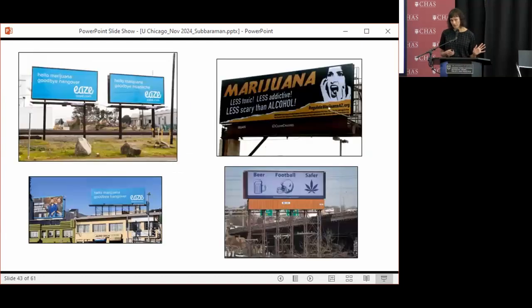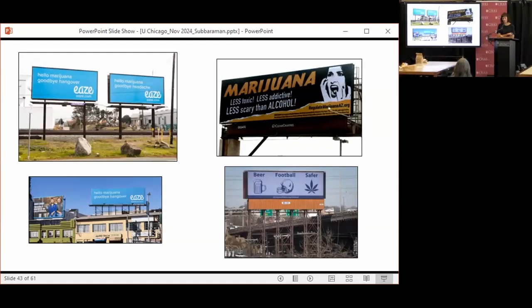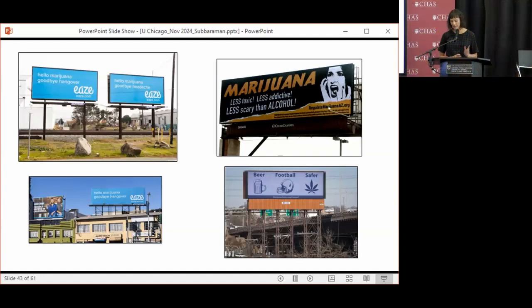So there's the scientific research and there's the messaging that folks have gotten. I think these companies have taken our research and run with it. These are billboards mostly from California. This one in the corner here is from Arizona. But these advertisements are making very blatant claims comparing cannabis and alcohol. So we see "Hello marijuana, goodbye hangover," "Hello marijuana, goodbye headache." This one: "Marijuana: less toxic, less addictive, less scary than alcohol."